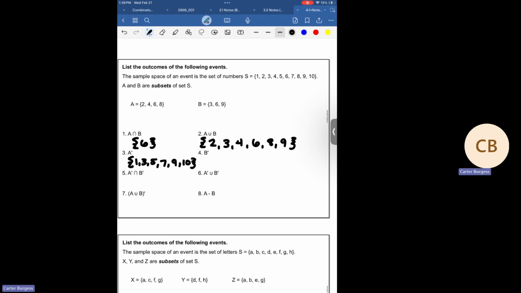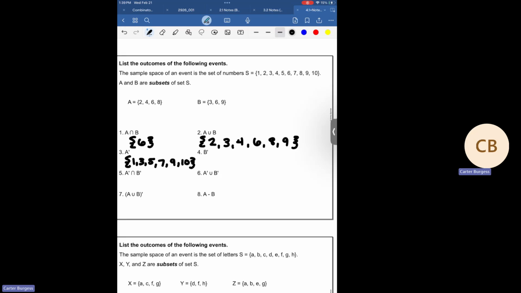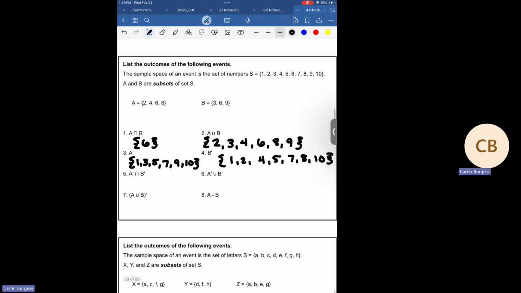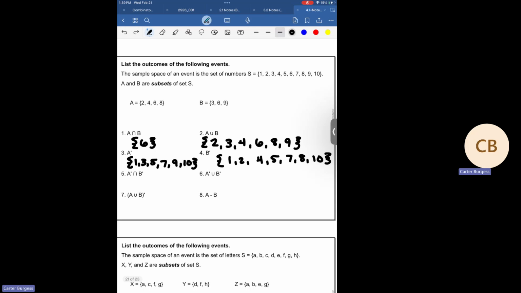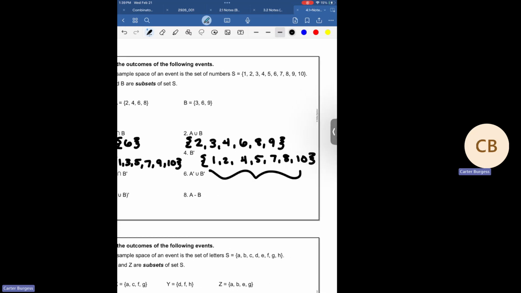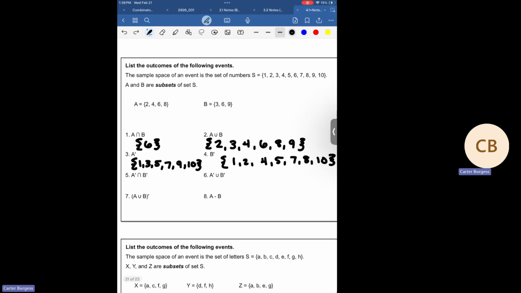All right, let's take a look at what we've got here. What are the elements that don't live in B? So everything that isn't 3, 6, or 9. Very, very good. What are the elements that are shared between not living in A, so this set here, and also not living in B, so this set here? What is the overlap between those two sets? Very good. 1, 5, 7, and 10 don't live in either.